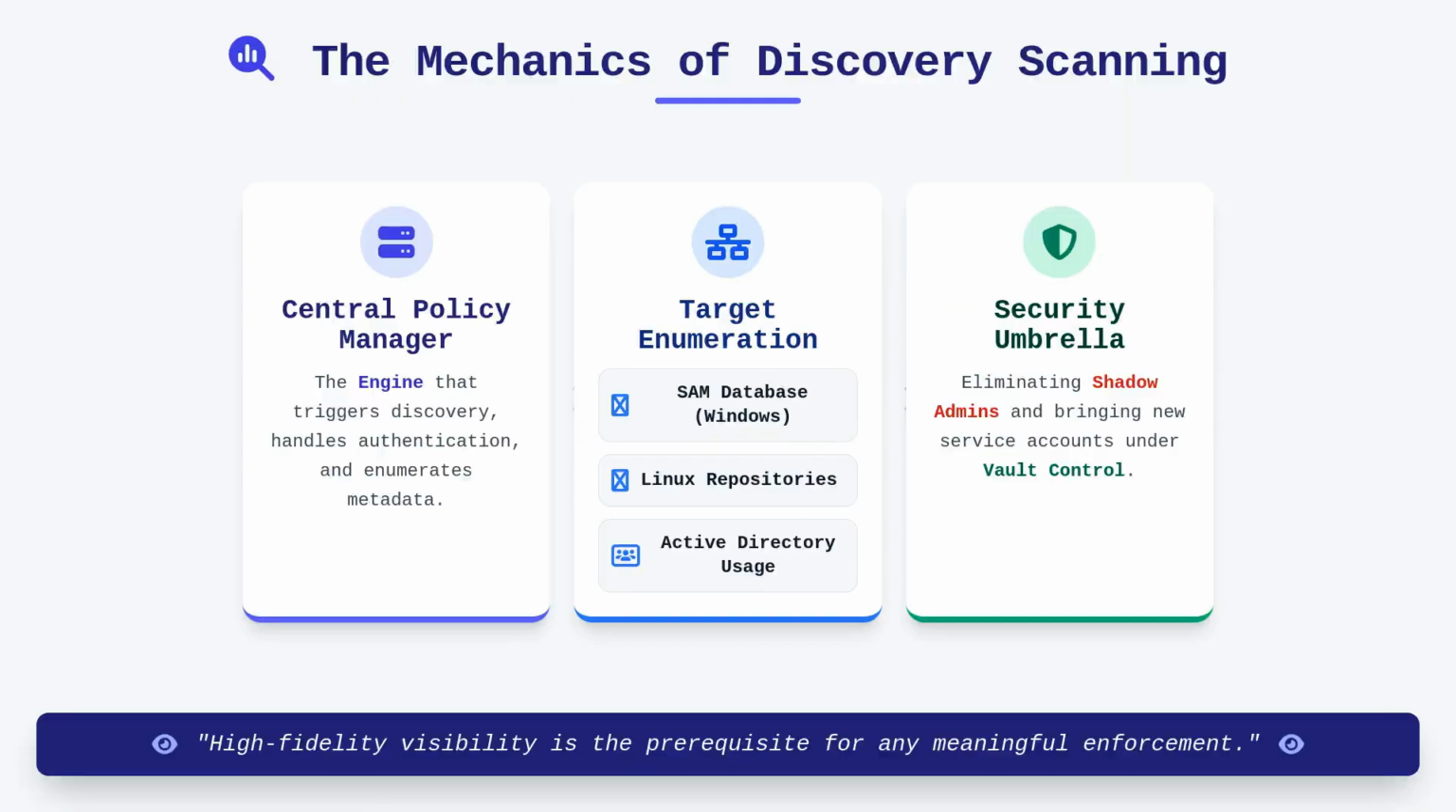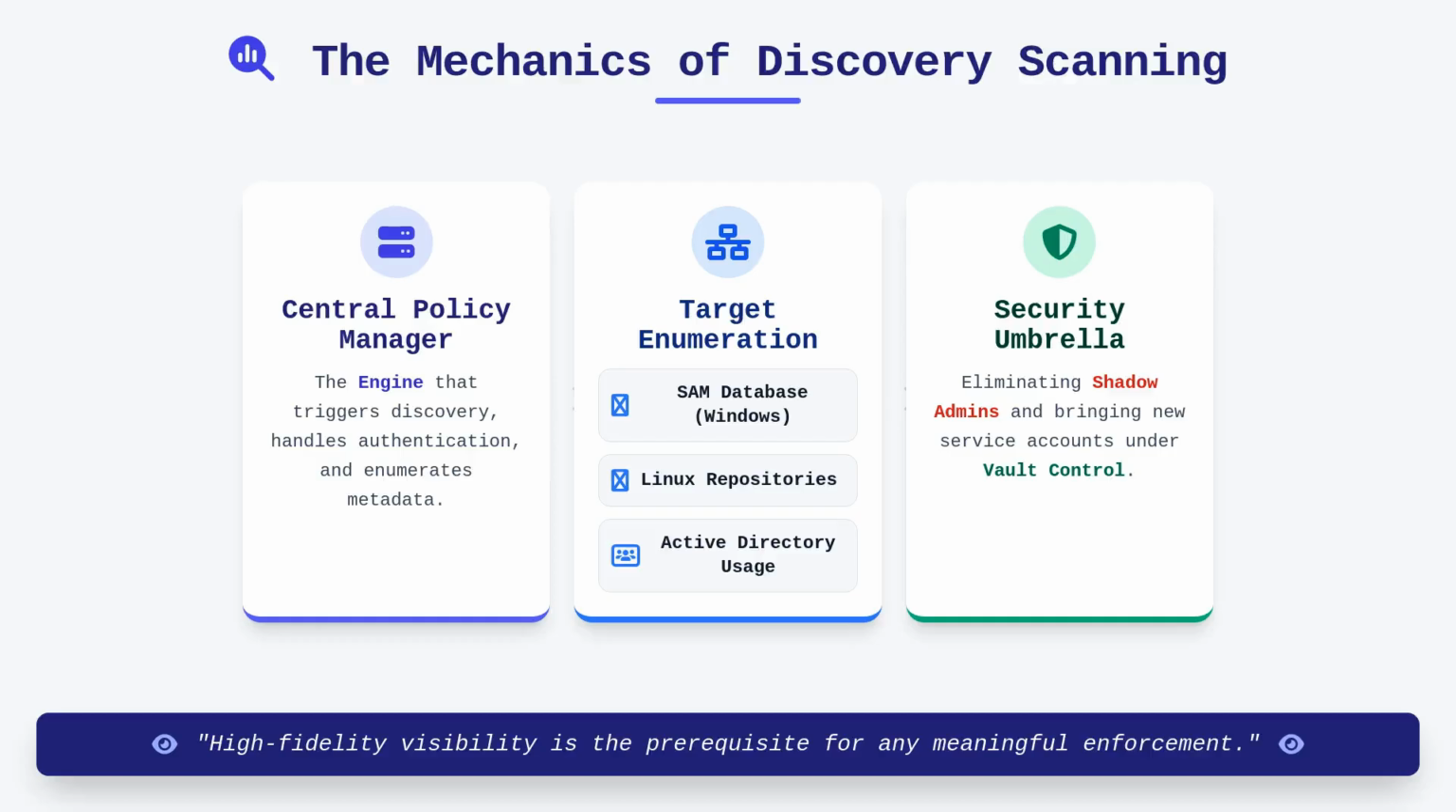The mechanics of this scanning process rely heavily on the Central Policy Manager, specifically its scanning capabilities. When you define a discovery scan, you are essentially telling the CPM to reach out to target machines, authenticate, and enumerate the account metadata present on those endpoints. For local accounts, the scanner inspects the Security Account Manager database on Windows targets or equivalent repositories on Linux systems. For domain accounts, it observes active account usage within the Active Directory domain architecture.